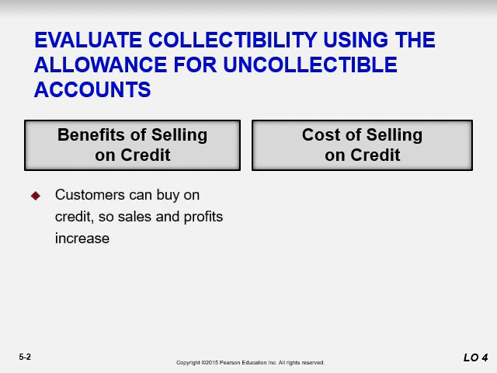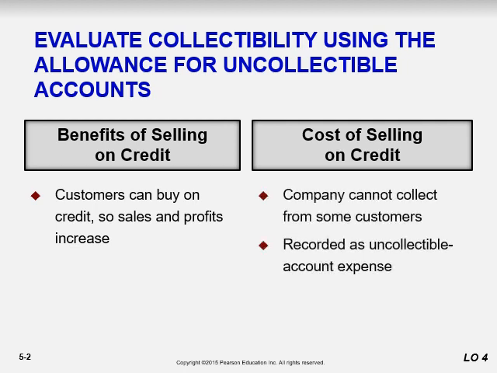The benefits are that customers can buy on credit, and so sales increase and profit increases. But when we talk about the cost, you may lose the money because you cannot get it back from the customer. You already sent the goods, right? So we record it as uncollectible expense. Smart managers make an allowance in advance. They predict that 1% or 2% or 5% or 10% are not recoverable.